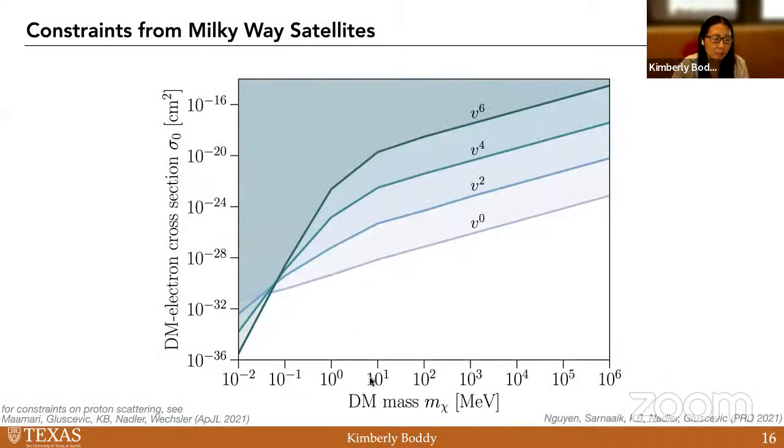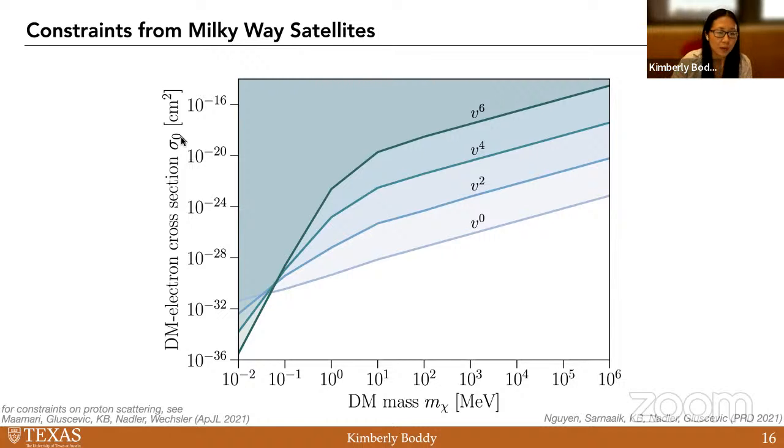As a function of dark matter mass, I'm showing here, for instance, the dark matter electron cross-section. We also have constraints for proton scattering. And you can see how there are various dependencies on the velocity constraint, the cross-section coefficient here, at different levels.